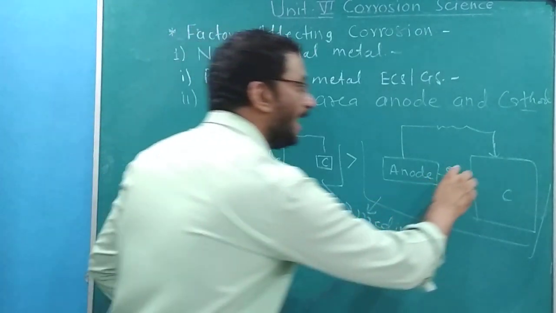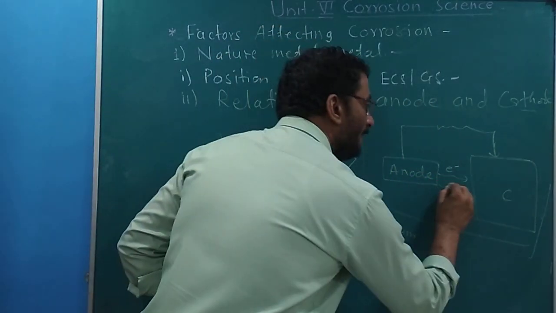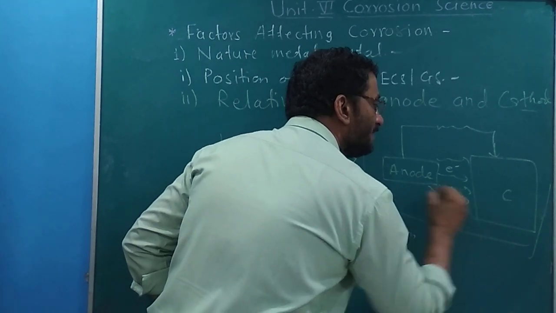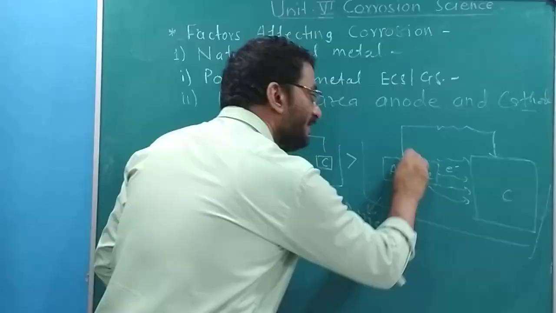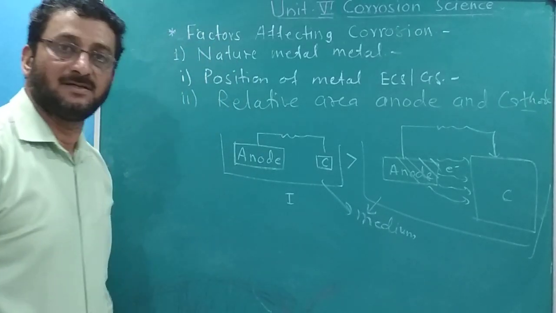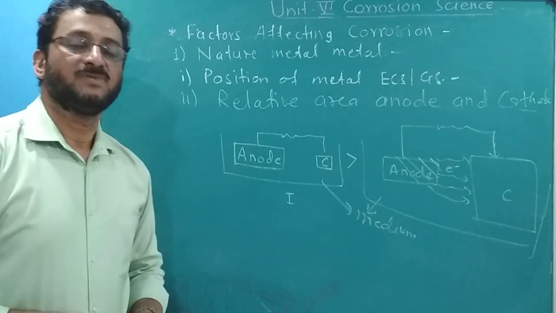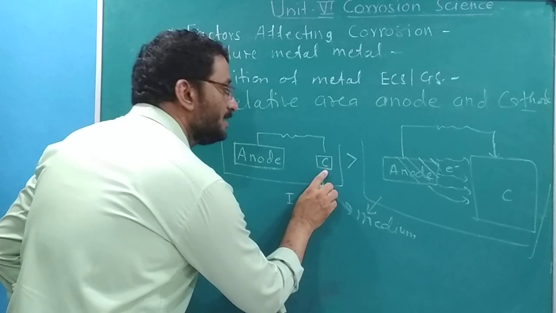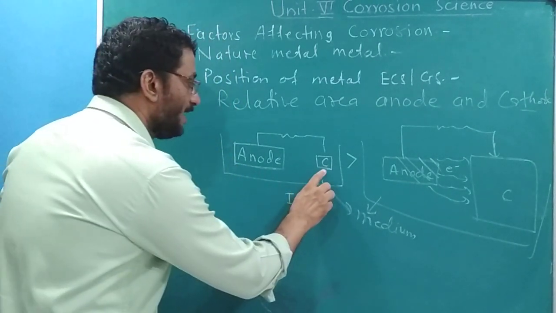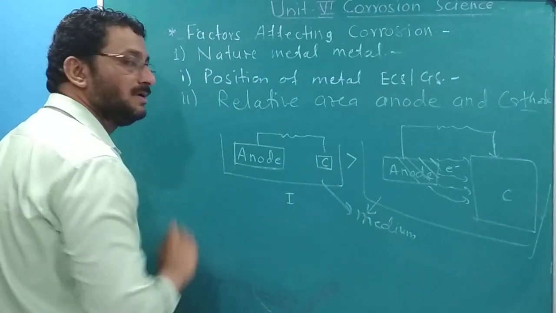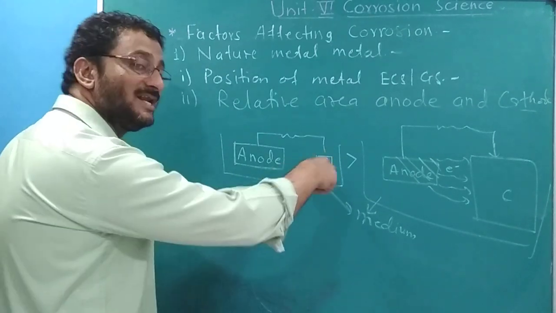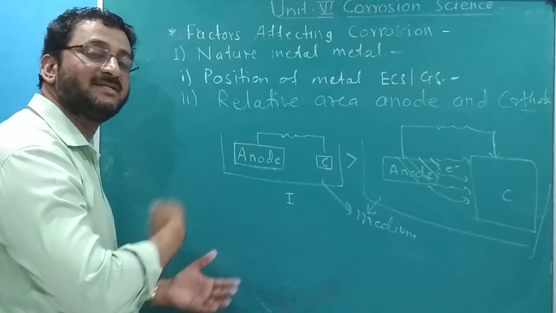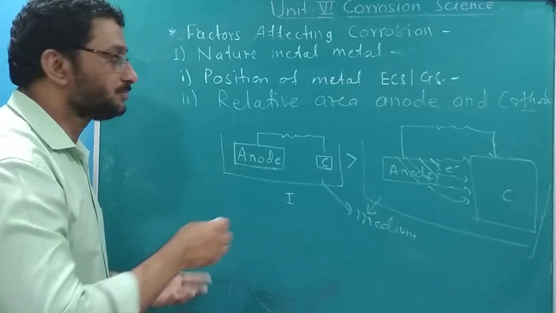And to fulfill this high demand of the cathode, the anode has to undergo oxidation at a very rapid rate. So there will be dissolution of this anode at a faster rate. So to avoid that, in any system, in any structure, the area of the cathode should be small compared to the anode. Okay, so it is directly proportional. As the area of the cathode increases, the rate of anode dissolution also increases.